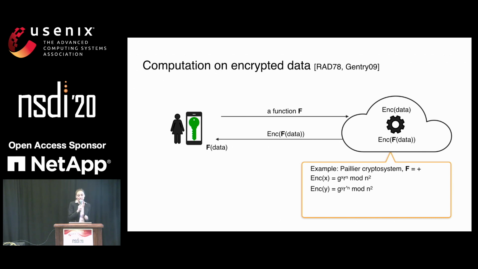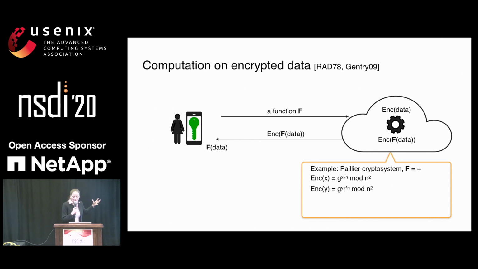So let's consider that our function f is a simple addition. Then take the Paillier cryptosystem, which is an encryption scheme that basically enables computations like addition. The way the Paillier encryption scheme looks is that the encryption of x is some big number g to the power of x, times some randomness to the power of n, modulo n squared. Similarly, the encryption of y is g to the y, times some other randomness to the power of n, modulo n squared.